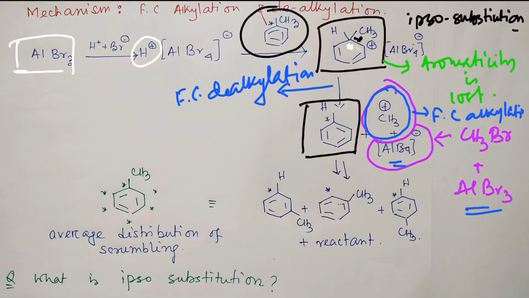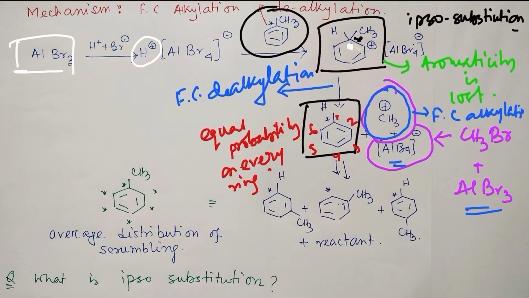So where can it happen? Logically, all these six ring carbons, 1 2 3 4 5 6, have equal probability for substitution. Okay, so if the probability is equal, what can we get? We can get the reactant, this one, this para type.